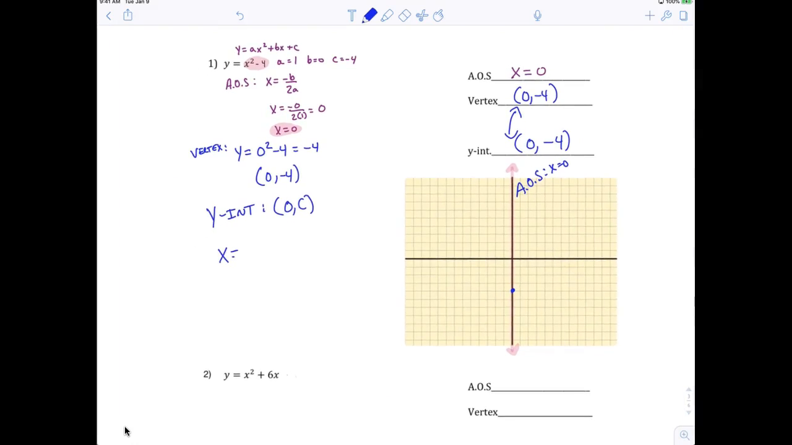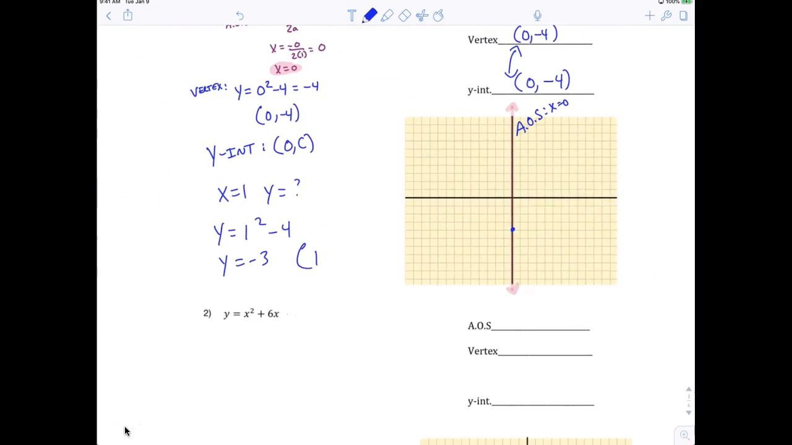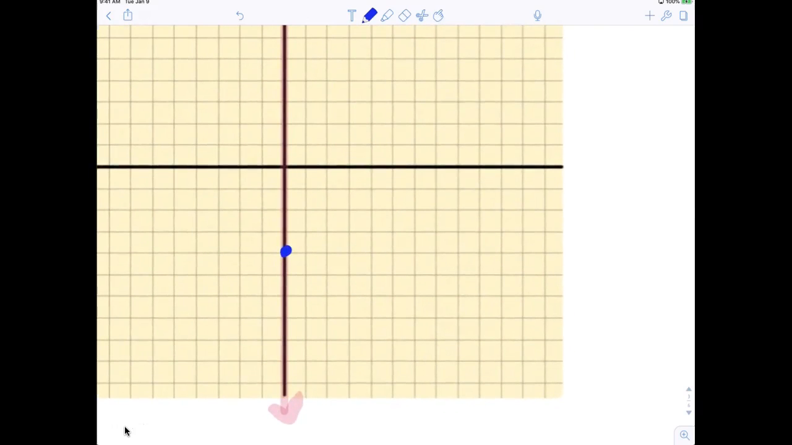So if x equals 1, I'm trying to figure out what y is. All right? So y equals 1 squared minus 4. What's 1 squared? Minus 4. That's right. 1, negative 3. So now, another point on the graph is 1, comma, negative 3. So I'm going to go to 1, and I'm going to graph negative 3, which is right there. As I remember, you use the axis of symmetry to find the other point. So the other point would be right there. And now when you graph it, it'll look something like this.